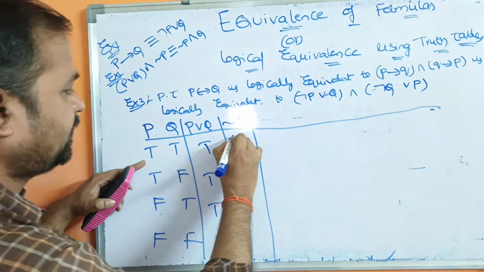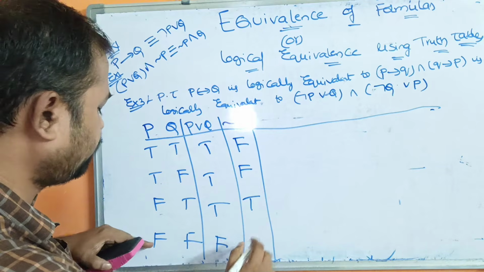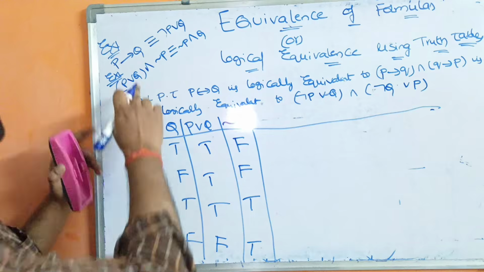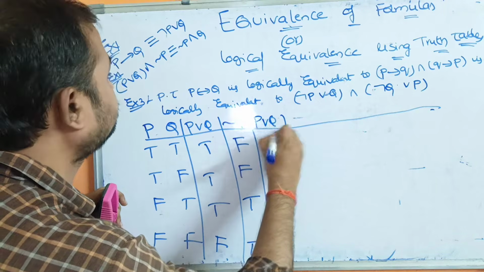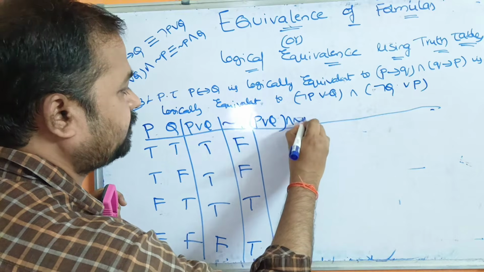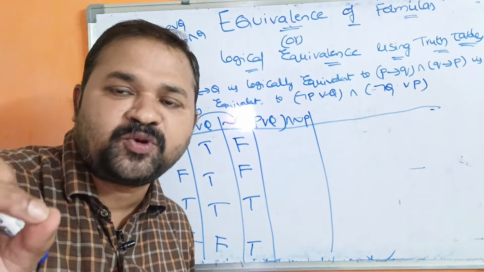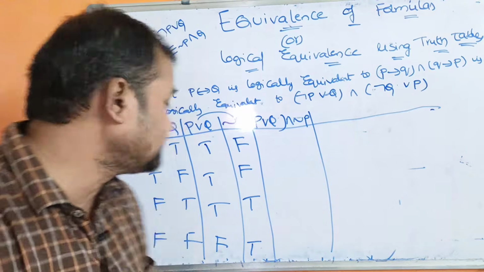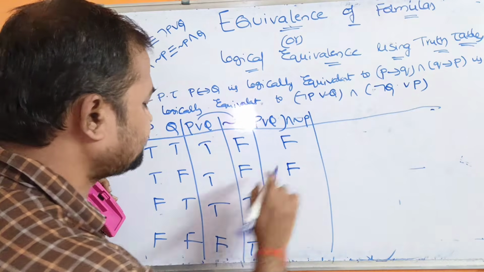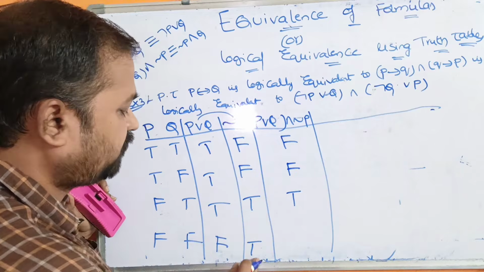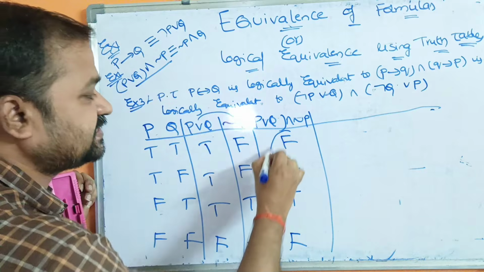So negate P values. True means false. False means true. Next, we have to perform the AND operation on P or Q and negation P. So what is AND? When both propositions are true, the result is true. Otherwise, the result is false. So true, false means false. True, false means false. True, true means true. False, true means false. Okay. So this is nothing but the LHS.